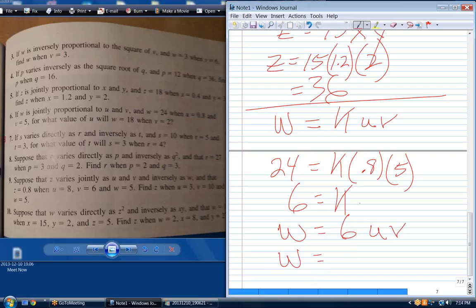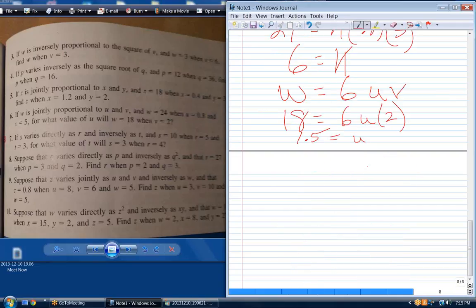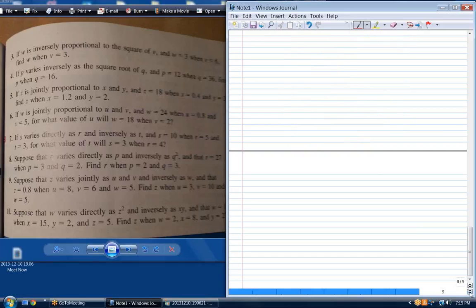So this is a little different. 6 times U times 2. So you get 18 equals 12U, and then U equals 3 over 2. Right. Okay, so they do get a little different as we go down. Let's look at 7.